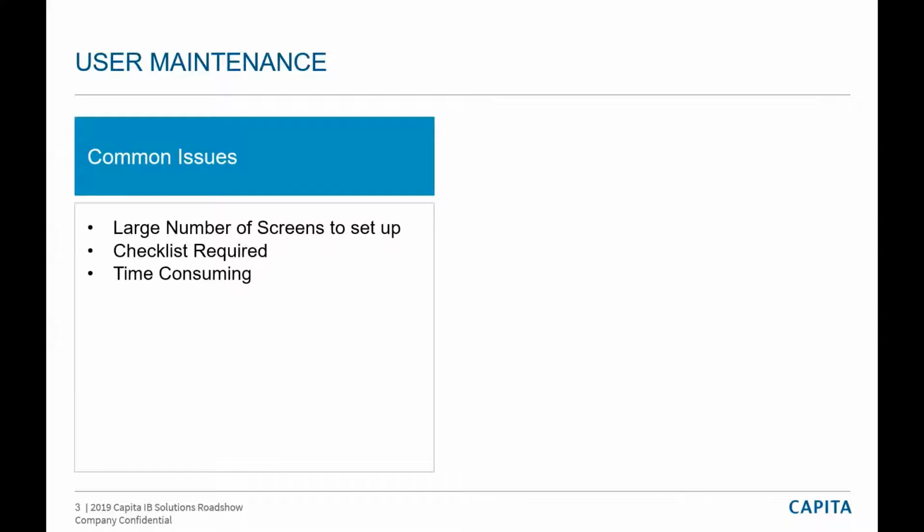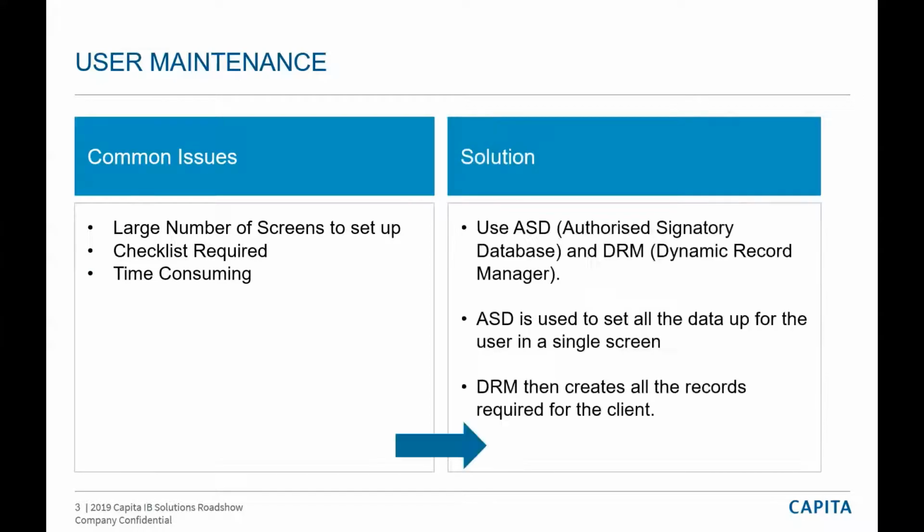So there's a large number of screens to set up. Commonly, our solution to that would be to use the Authorized Signatory Database, or ASD, linking that to Dynamic Record Manager, or DRM. So ASD is basically a single set of screens where you can collect all the data relating to a user. So you can create their name, address, their payroll number, who their manager is. Which authorization hierarchies they belong to, which codes they can access, all those kind of things.